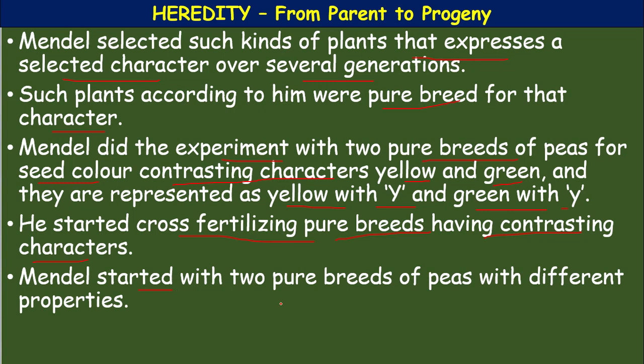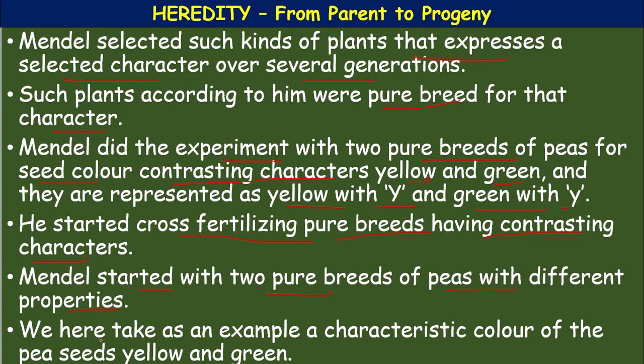Mendel started with 2 pure breeds of peas with different properties. Here we take as an example the characteristic color of the pea seeds, yellow and green. The capital Y represents yellow and small y represents green.